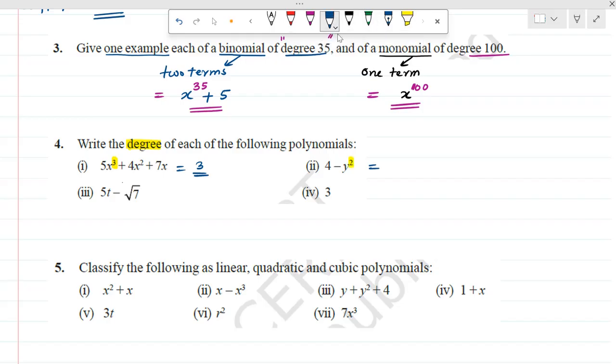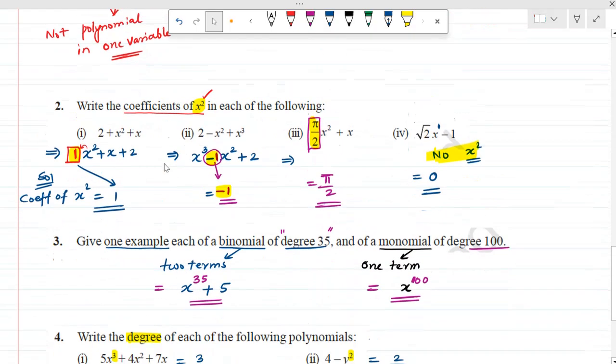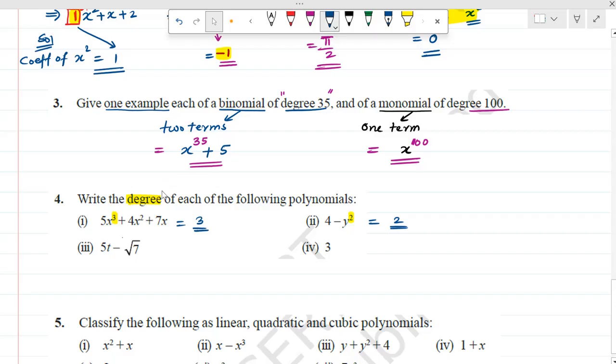If the question is asking for the degree, take the degree of the power. If they are asking for the coefficient, you have to see the number behind that one. So be careful with the degree and coefficient. Degree means power, always. Now what is the power of t here? It is equal to 1. What is the degree, the power of the variable? This is x power 0. So the degree of a constant is always 0. That's it.